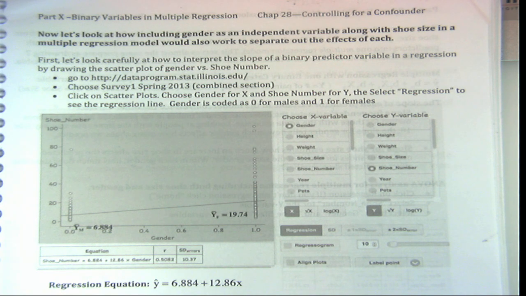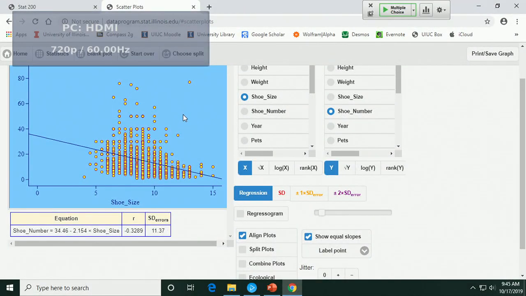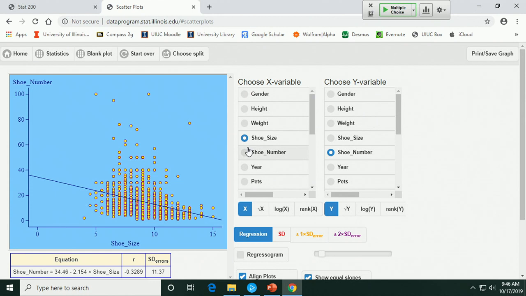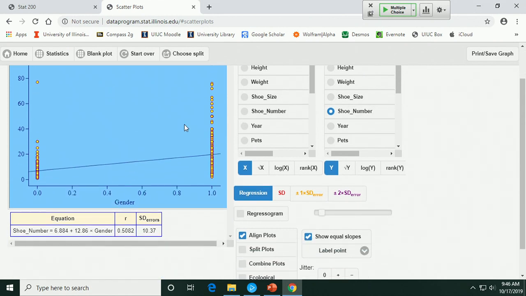Okay. So let's go here. Now, instead of shoe size predicting shoe numbers, let's look at gender. So we get this graph that you see in your notebook. And let's think about what it's doing here. First of all, what you have to know is how we coded gender. I assigned males to be 0 and females to be 1. And that was arbitrary. You can do it the other way, too. I just did it that way. So gender is along this axis, and all these are the males. Where this point is right here, where the regression line hits, is the average for all the males. And here's the average for all the females. Let's look at our statistics, and you can see that.